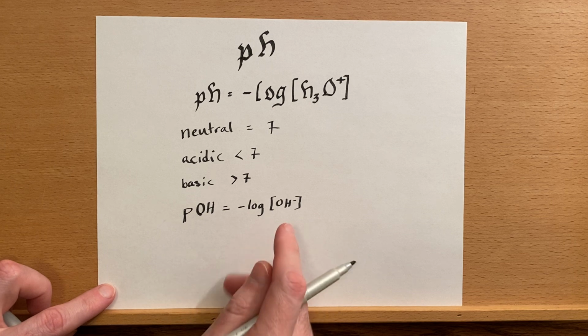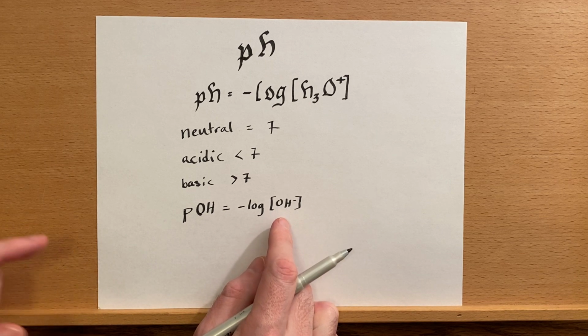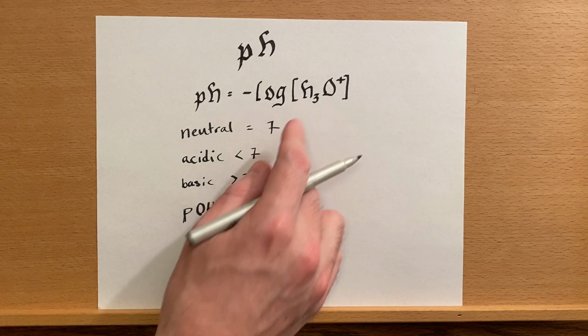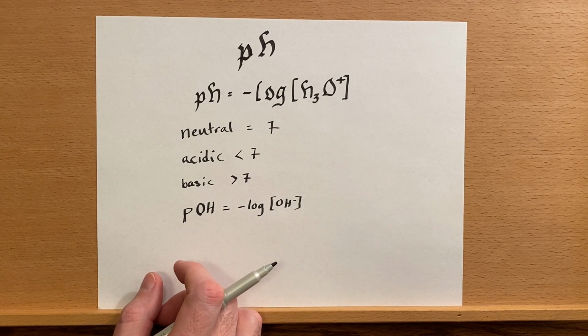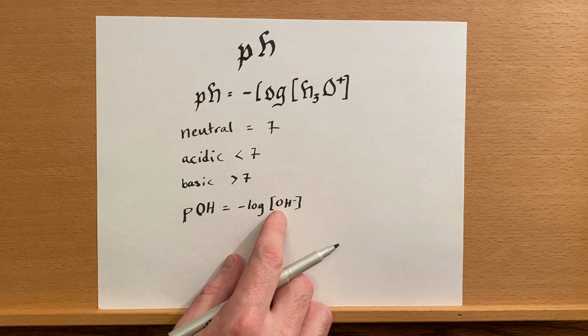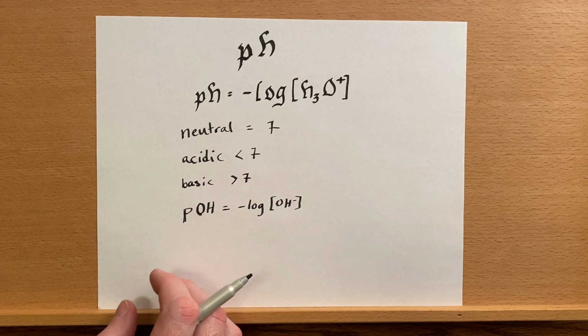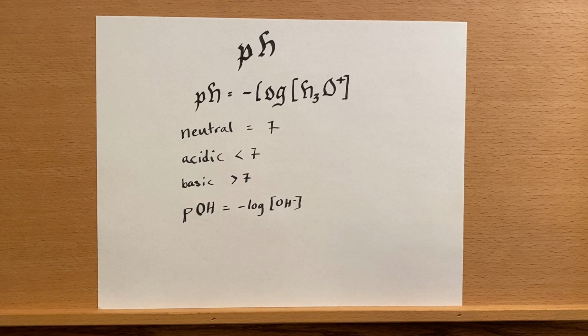And that's because the concentration of hydroxide is inversely related to the concentration of H plus in solution. The more H plus I have in solution, the less hydroxide I will have. And the more hydroxide I have, the less H plus I will have. And that just comes out of the equilibrium relationship, the K.